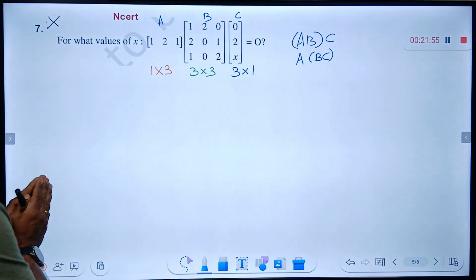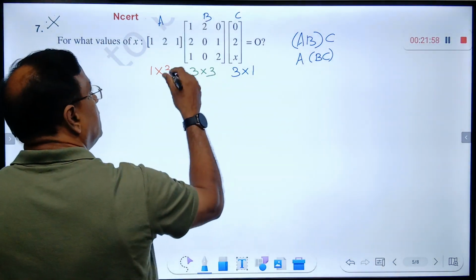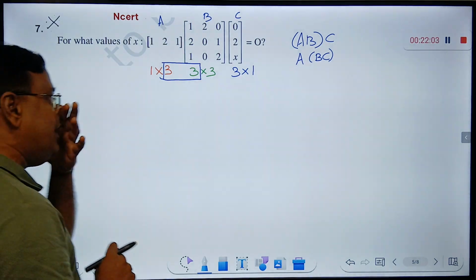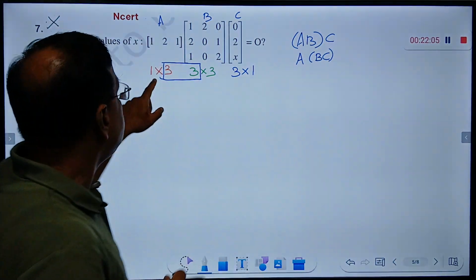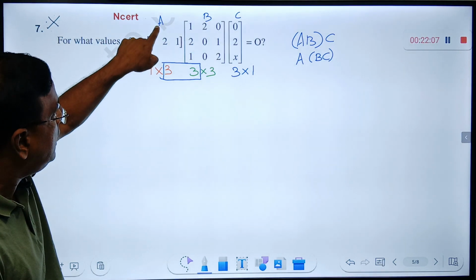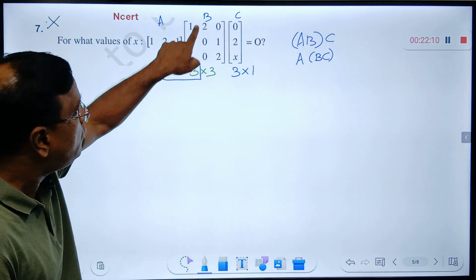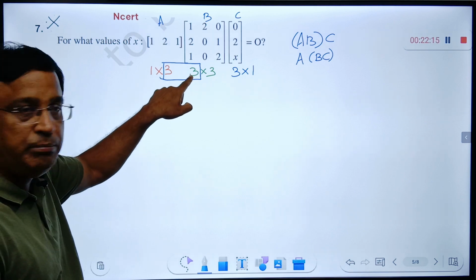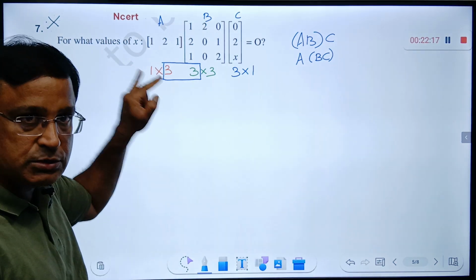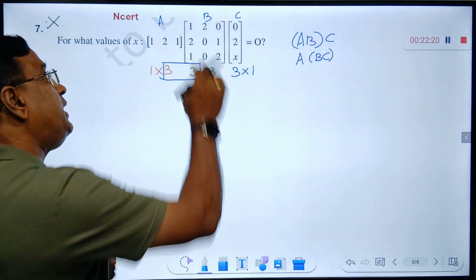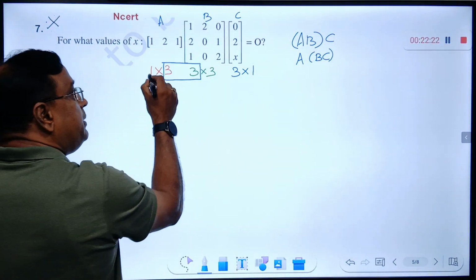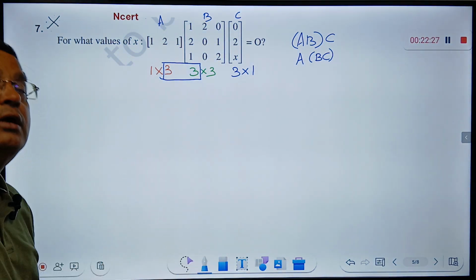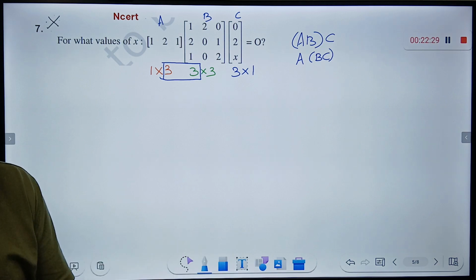So now here what I will do, first I will multiply A with B. So I need to verify whether multiplication is possible or not. And the answer is yes, because the number of columns of A is the same as the number of rows of B. So multiplication is possible. And what will be the order of AB? The order of AB will be 1 by 3, because it is the number of rows of the first matrix by the number of columns of the second matrix, correct?